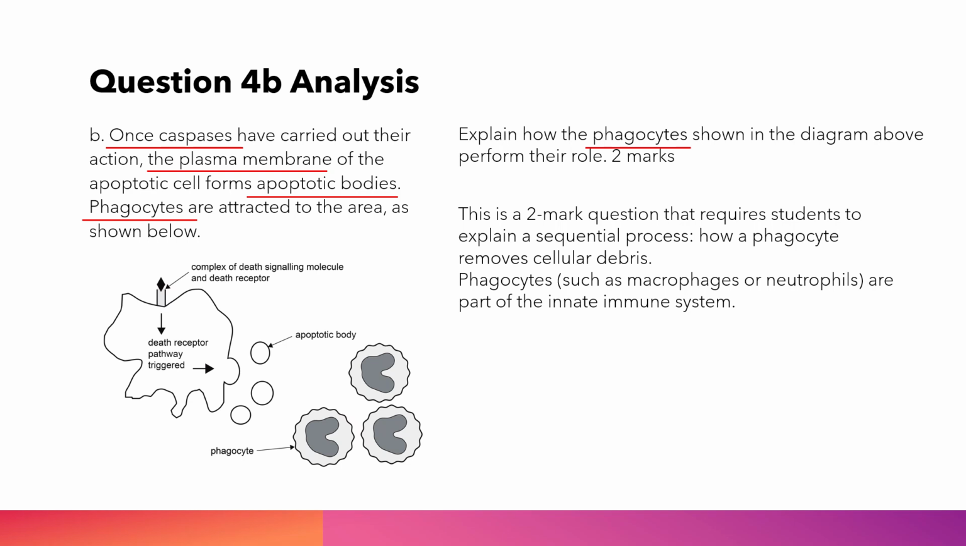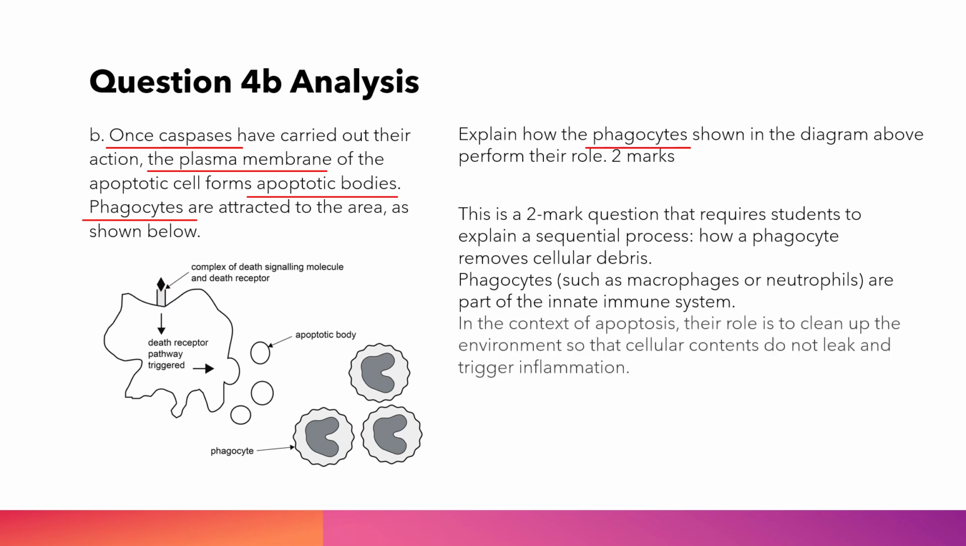Phagocytes, such as macrophages or neutrophils, are part of the innate immune system. In the context of apoptosis, their role is to clean up the environment so that cellular contents do not leak and trigger inflammation.